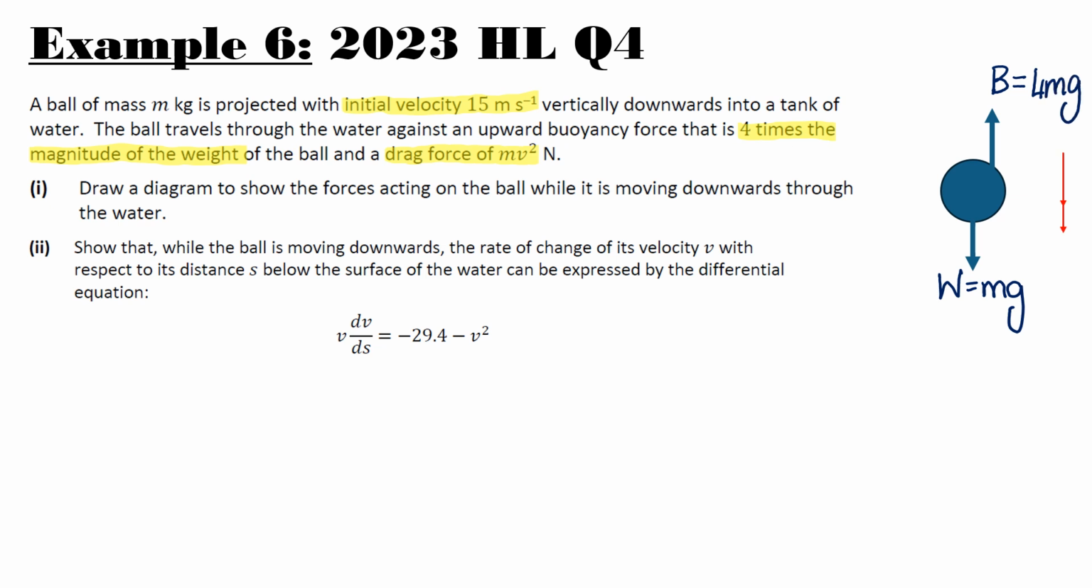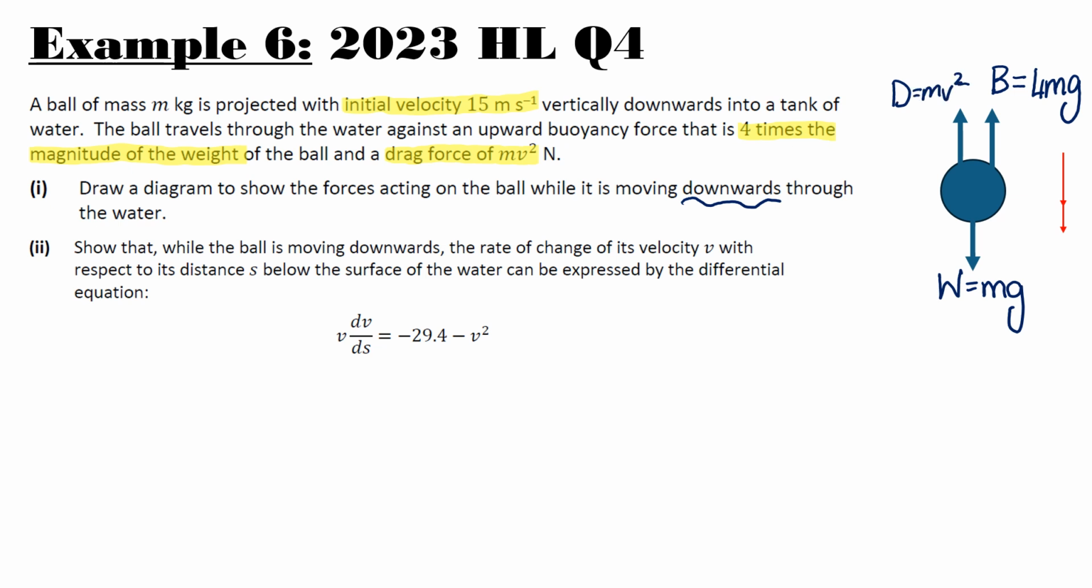Now, the direction we have is downwards in this question. So we're moving down, which means that the drag force is going to move up. So the drag will always go against the motion or against the direction of travel. So we get here our drag force, which we can call D, which is mv squared.